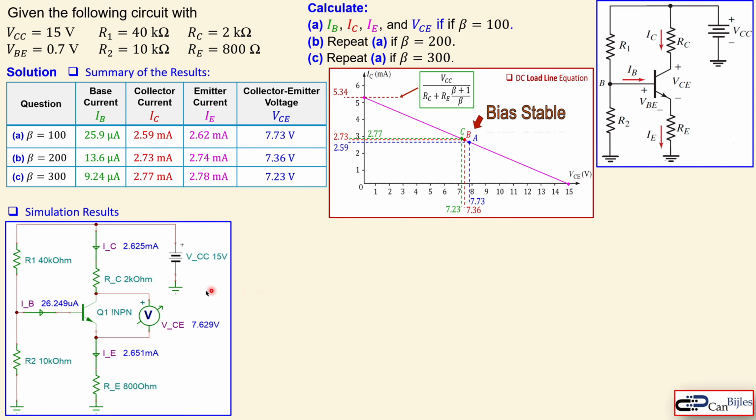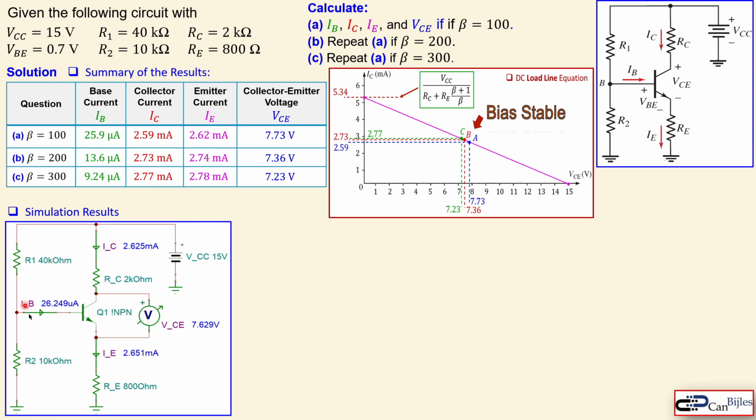Now this is the simulation circuit here. We have the NPN BJT transistor here. This is the base current, the collector current, emitter current, and the collector-emitter voltage. You see here 26.2 microamps. We have 25.9 microamps, so a small error. In the collector it is 2.63 milliamps approximately. We have 2.59 milliamps, also a very small error. In the emitter, we have 2.65 milliamps. We have here 2.62 milliamps.